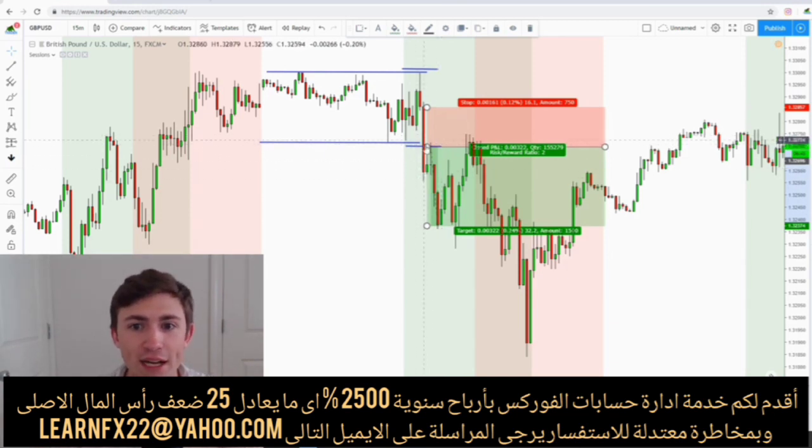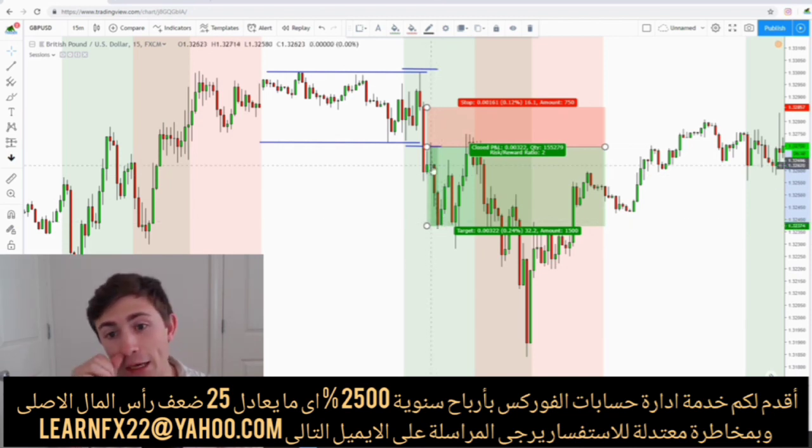You can see it worked very nicely here. We got that momentum break. We joined in the move, and we had a nice winner there.